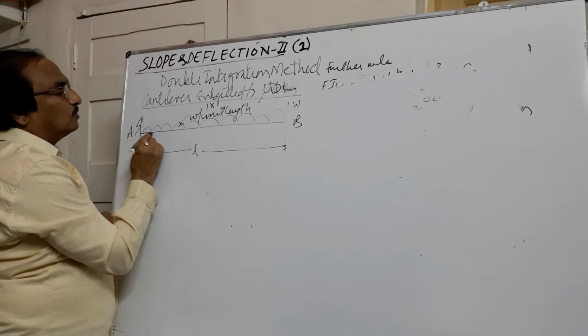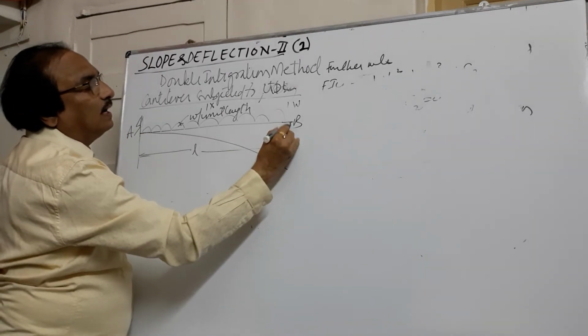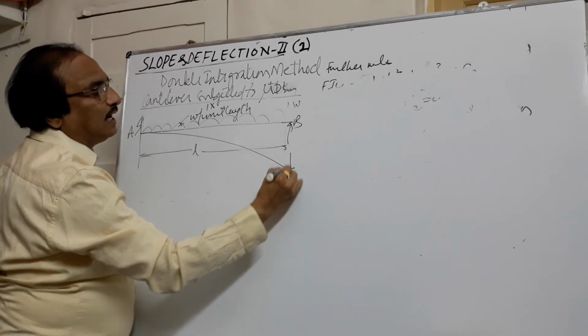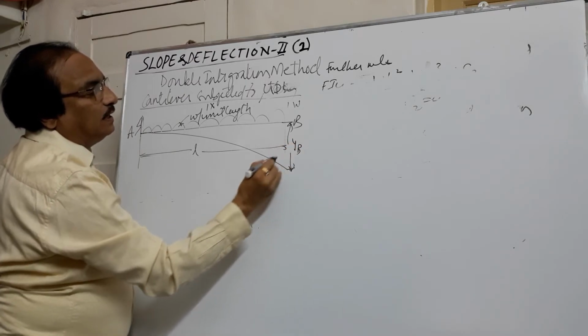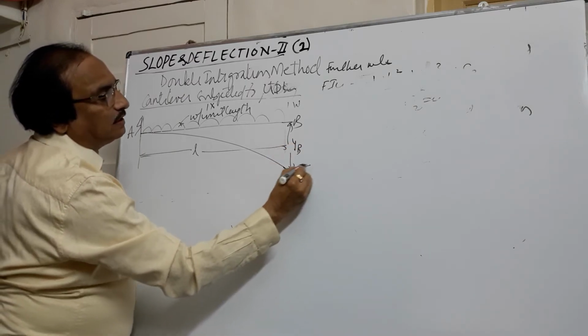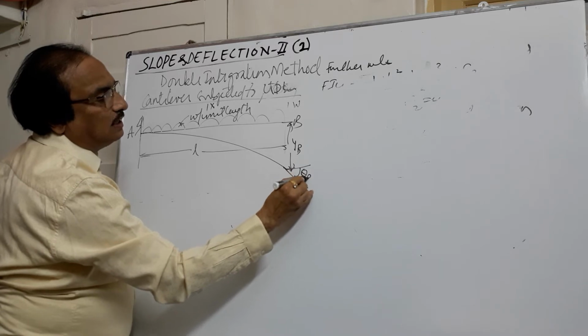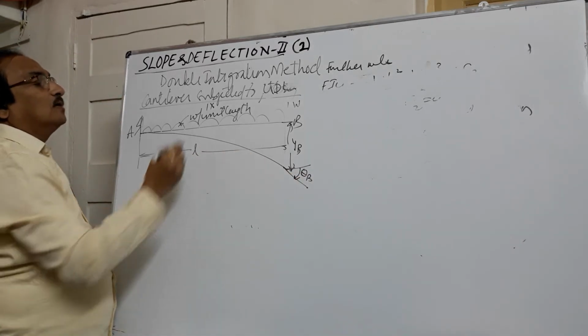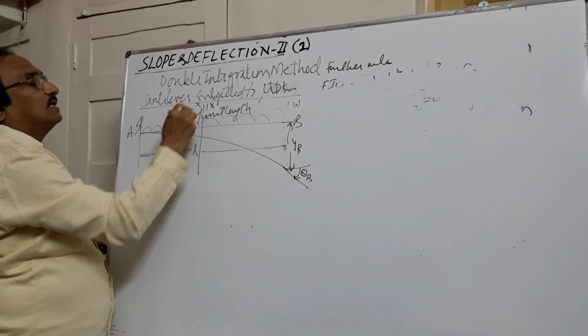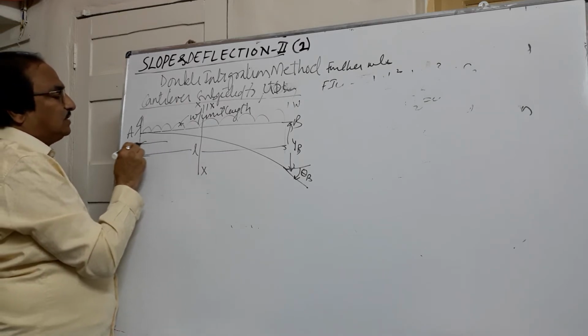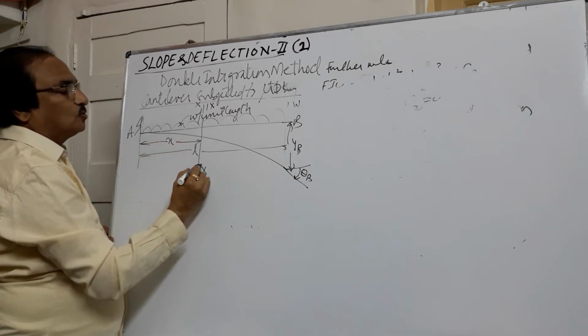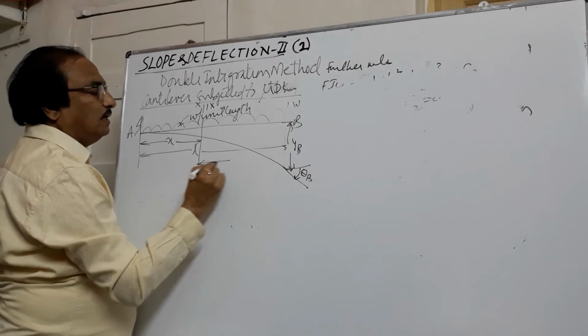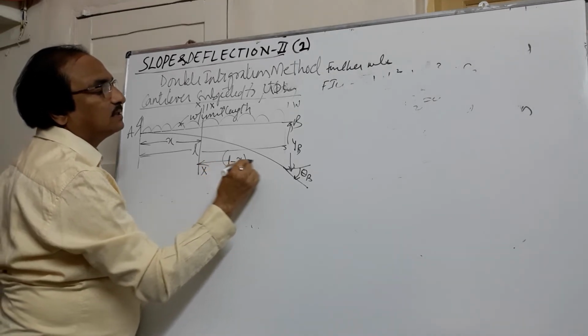So this beam is going to deflect like this. Again there is a maximum deflection at B as YB. If I take a tangent here, this is rotating as theta B. So here let us consider a section XX at a distance x from the fixed end, so that the remaining distance will be L minus x.